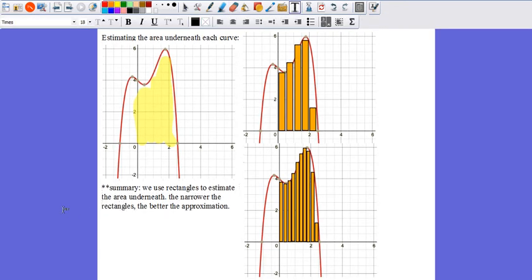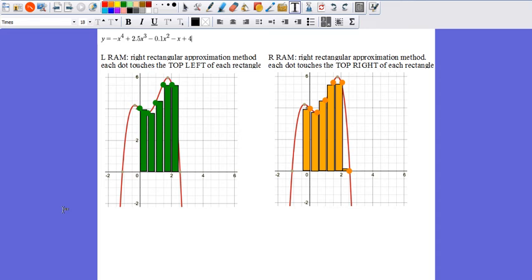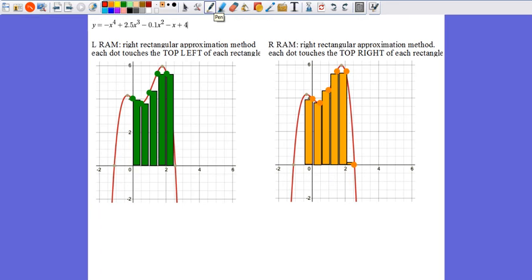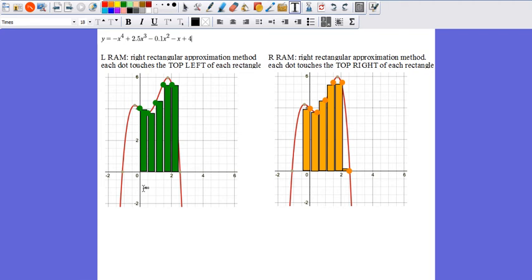Now the second and should be last slide. Let's say we have this curve right here, and here's the equation of the curve. Let's say we have these 5 rectangles. The width of each rectangle is 0.5, because the x-values are 0, 0.5, 1, 1.5, 2, and 2.5.